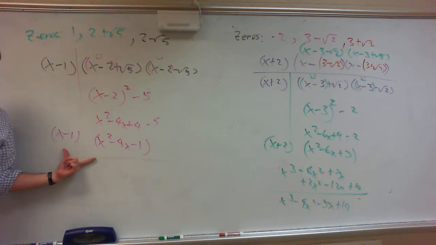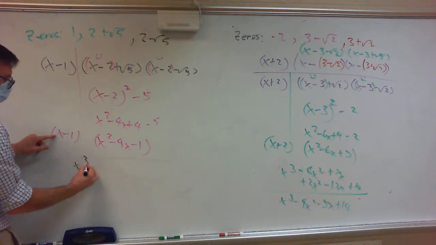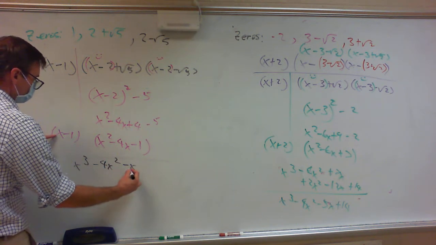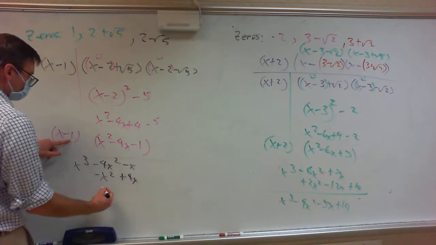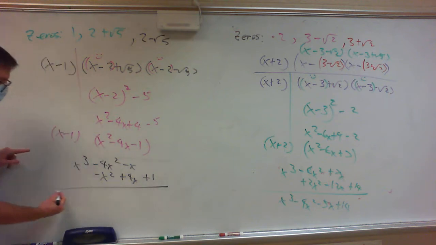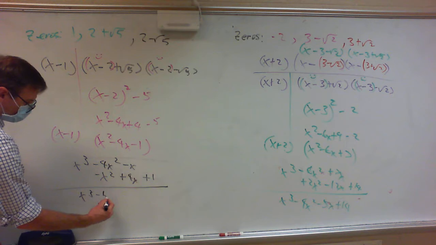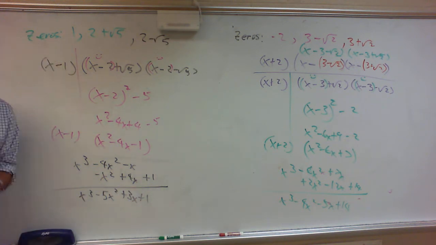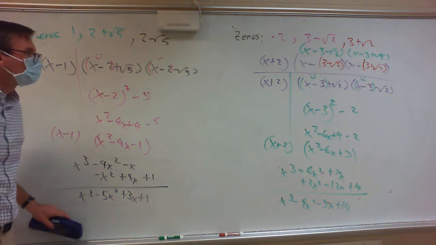And all that's left is for me to multiply this out. So to multiply this out, I end up with x cubed minus 4x squared minus x squared plus 4x plus 1. And so I end up with x cubed minus 5x squared plus 3x plus 1. Did that make sense? Okay.